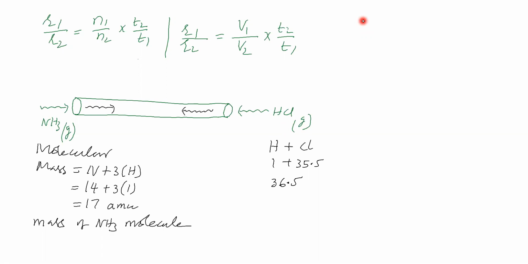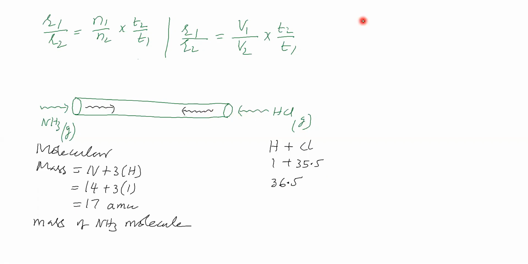Only difference is the mass of one molecule: it is 17 AMU for ammonia, and 36.5 AMU for HCl. That means the mass of this molecule is low and the mass of this molecule is high. In terms of mass, it is somewhat lean, and the other is somewhat stout. Now ammonia is traveling in this direction, HCl is traveling in this direction.